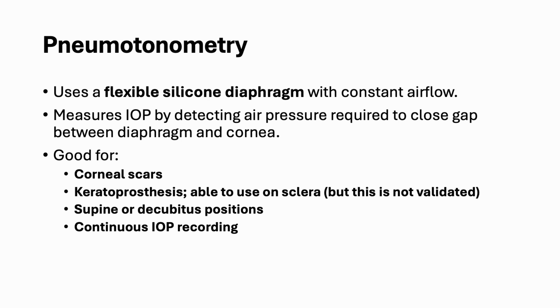Pneumotonometry is especially helpful in tricky cases. It works well for patients with corneal scars, and it's even been used on keratoprosthesis patients, though using it on the sclera is not officially validated. It's also useful in supine or decubitus positions, where standard methods like Goldmann are hard to perform. And importantly, it allows for continuous IOP recording, which can be valuable for tracking pressure trends over time, not just snapshots. So in summary, when you need flexibility, literally and clinically, pneumotonometry is a solid tool in your arsenal.